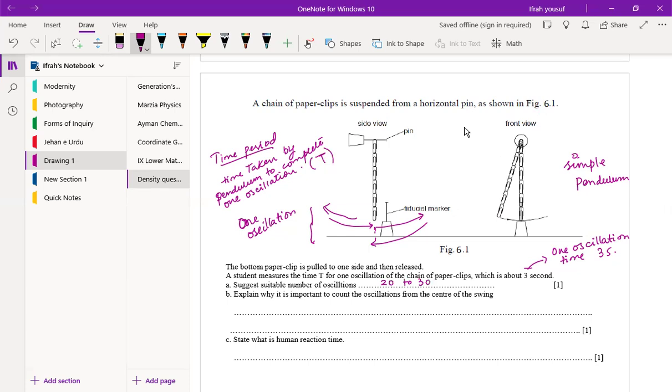Explain why it is important to count the oscillations from the center of the swing. So why do we use this fiducial marker? This fiducial marker indicates the sharp point of the mean position. Is this clear? In order to ensure the point of mean position, we use this fiducial marker.